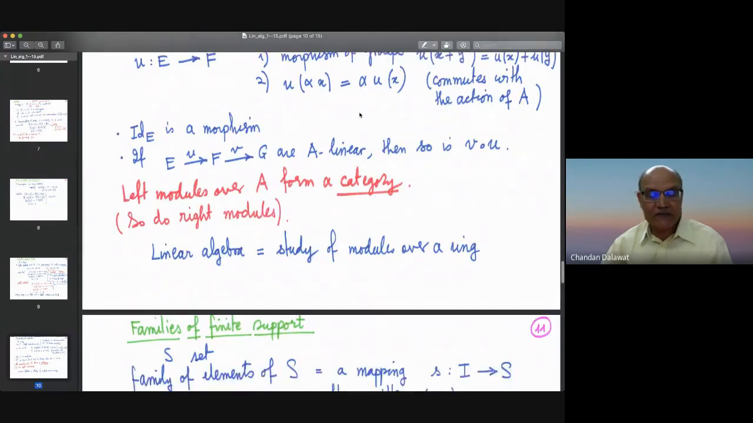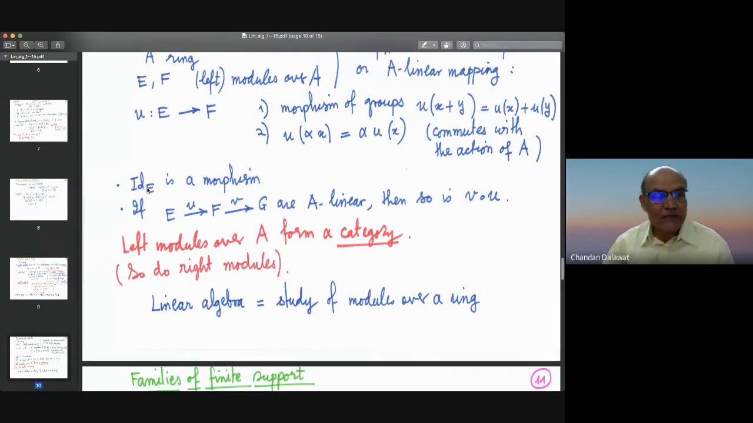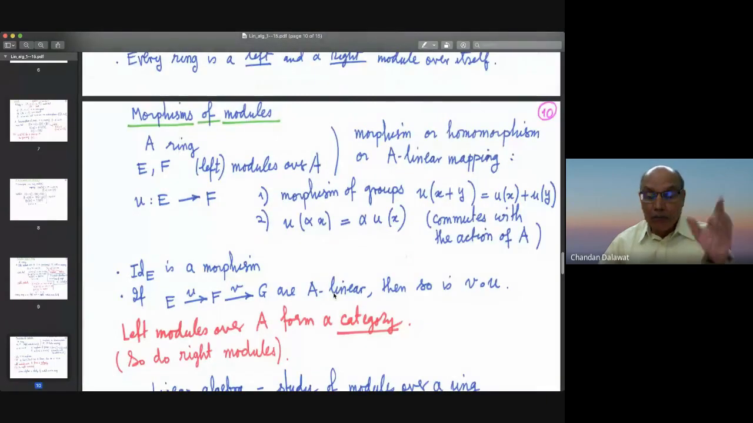Now, examples of morphisms are very easy to give. The identity map is always a morphism, no matter what. We are talking about morphisms of modules. So the identity map of E is always a morphism of any A module E. Similarly, if I have three A modules E, F, and G, morphisms of A modules are also called A-linear mappings. Okay, so I'll mostly use the terminology A-linear. That's why it's called linear algebra.